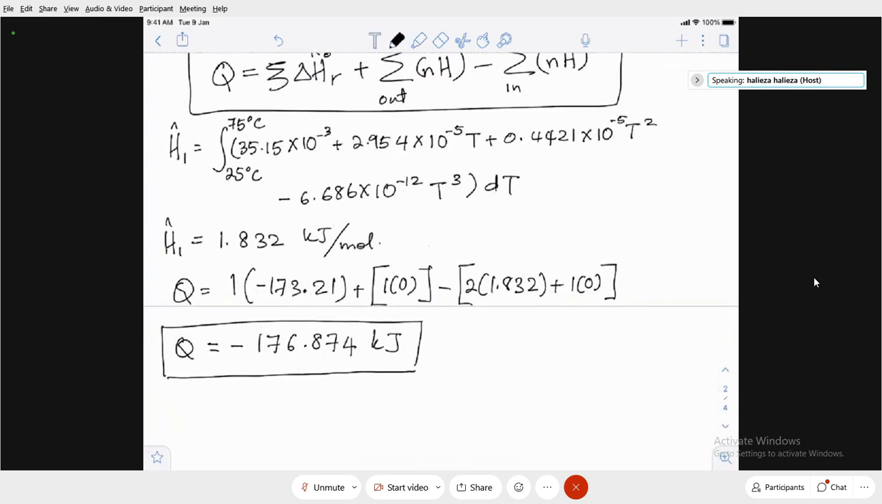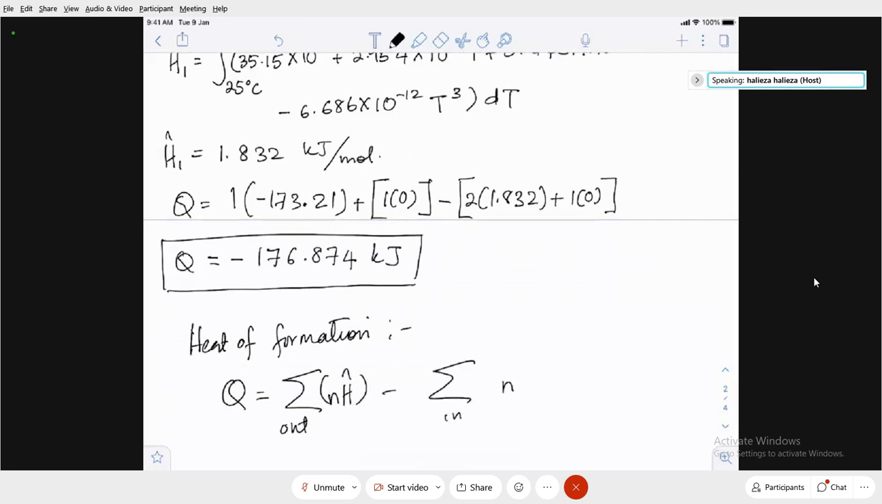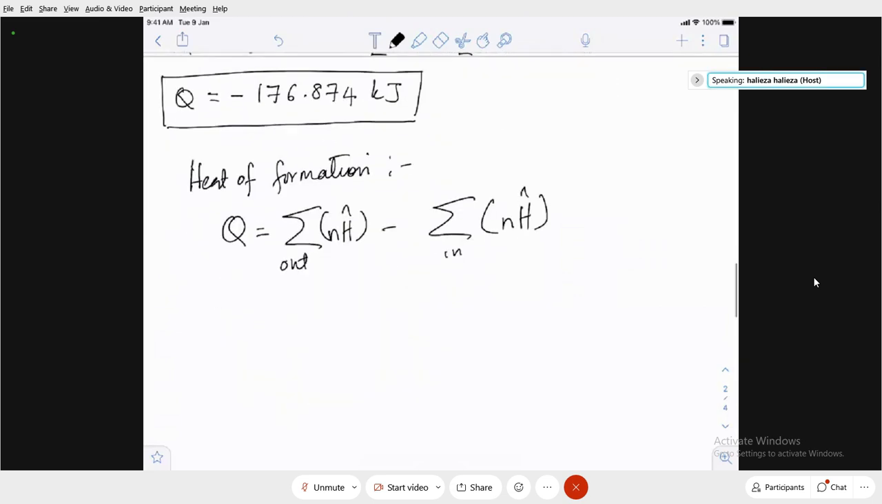Okay, assuming that everybody is getting the same answer. So that is using the method of heat of reaction. If you're going to use the heat of formation method, your heat of reaction is still the same, but you're not going to use it at all. So the equation is Q equals the sum of out number of moles times enthalpy minus in number of moles times enthalpy. But your reference state is going to be different.